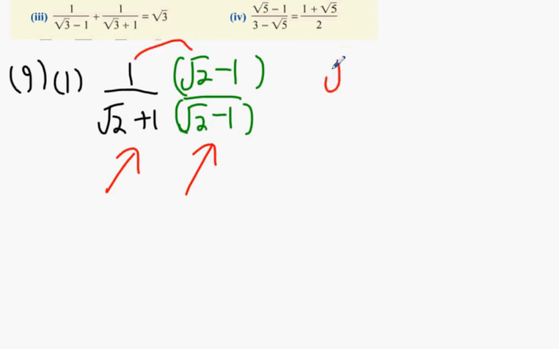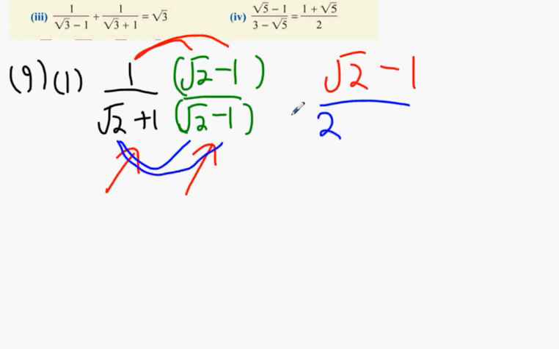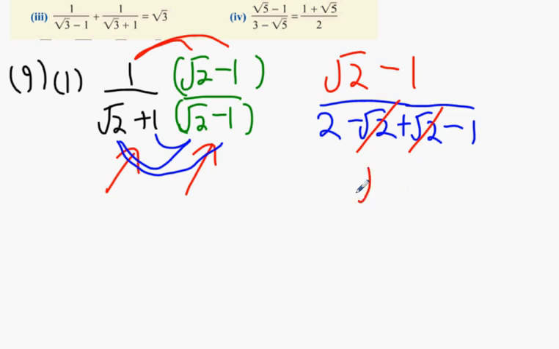1 times that, root 2. 1 times minus 1, minus 1. Then on the bottom, root 2 times root 2, 2. Root 2 times minus 1, and then 1 times root 2, and then finally 1 times minus 1. Now this one worked out a bit easier, didn't it? 2 minus 1. So root 2 minus 1 all over 1, which is root 2 minus 1. You see, it didn't really make a difference what way I did it, did it? Once you make the difference of 2 squares.